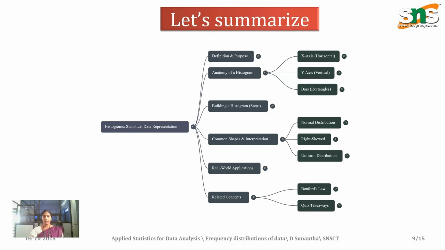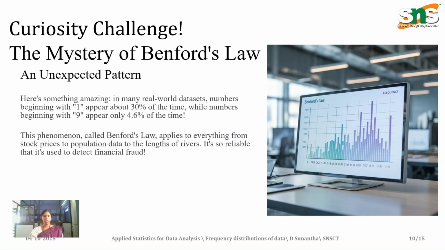Next, let us see the related concepts and quizzes. Here is one curiosity challenge: the mystery of Benford's law. Here's something amazing: in many real-world datasets, numbers beginning with 1 appear about 30% of the time, while numbers beginning with 9 appear only 4.6% of the time. This phenomenon is called Benford's law, and applies to everything from stock prices to population data to the length of rivers. It is so reliable that it is used to detect fraud.